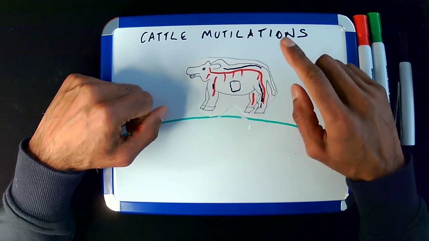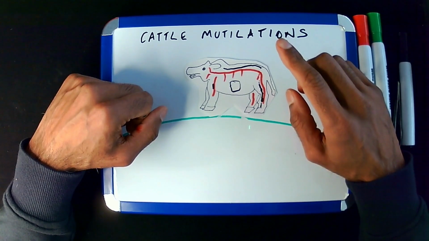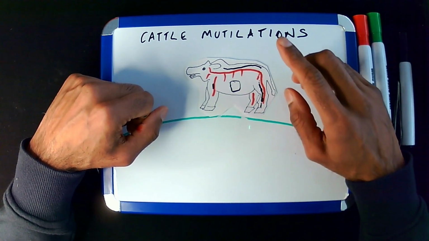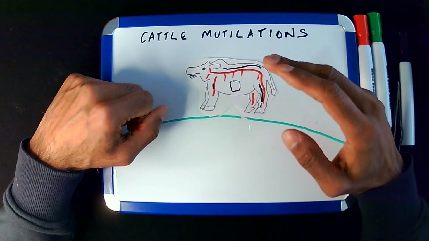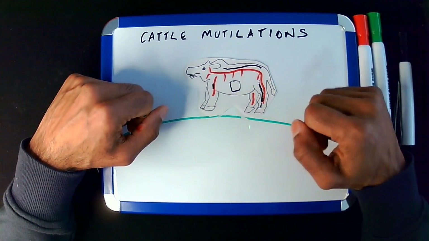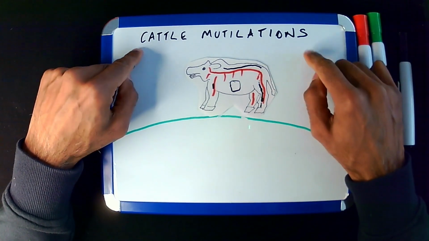And I've got lots of other videos where other things which are somewhat anomalous get explained quite well by the presence of a 4-dimensional realm. So there you have it. That's cattle mutilations for you.